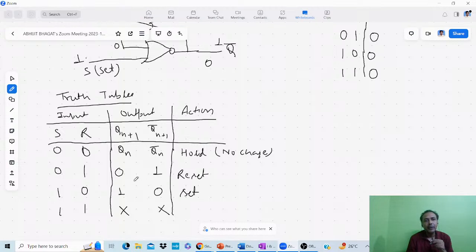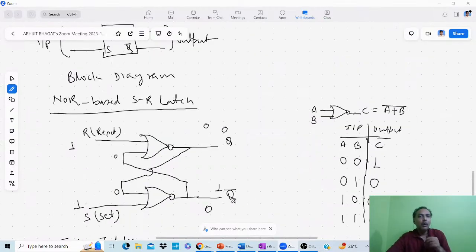1 means set, 0 means reset. Okay. And when you supply 1 1, in that case, your output is what? Invalid or forbidden condition. Forbidden, or invalid. So this is all about the NOR based SR latch.